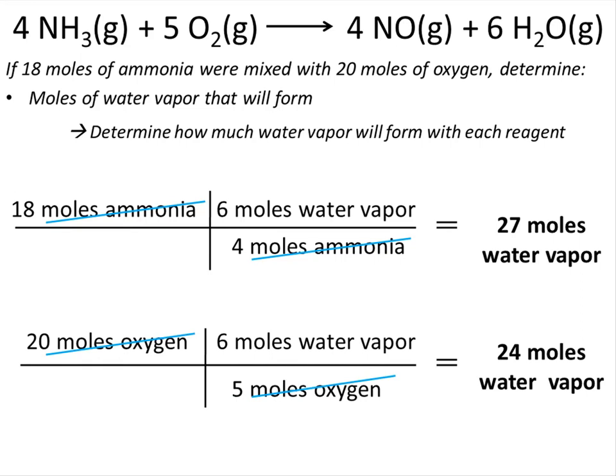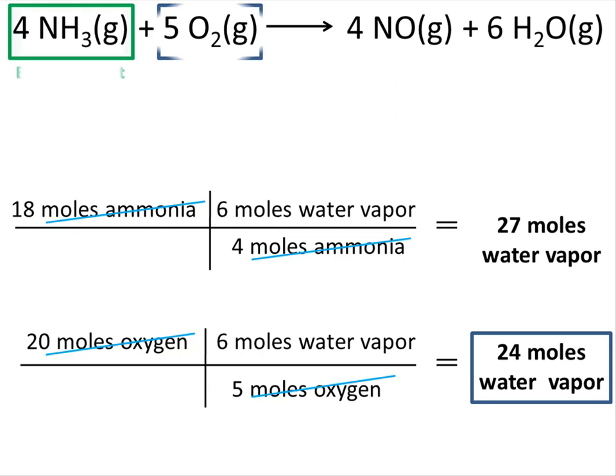Here is the stoichiometry setup. While 18 moles of ammonia will form 27 moles of water vapor, oxygen will only form 24 moles. Therefore, only 24 moles of water vapor will form. Oxygen is the limiting reagent because it limited the amount of water vapor that can form.